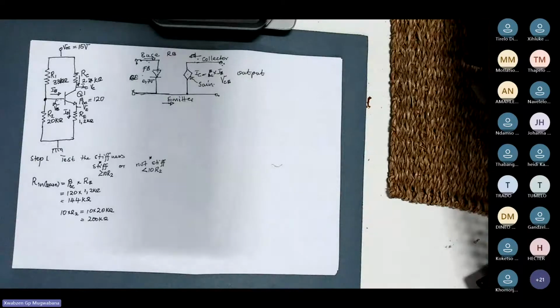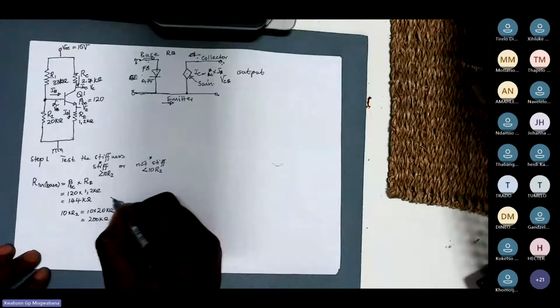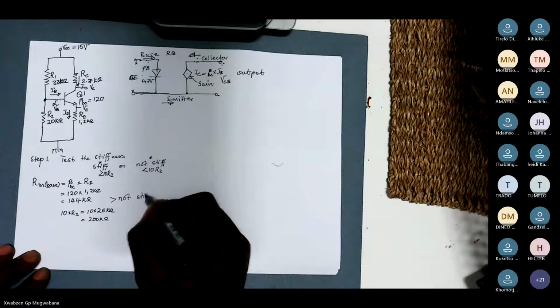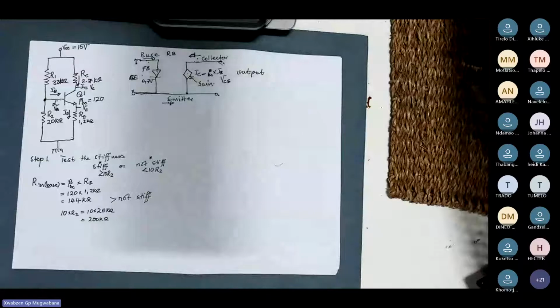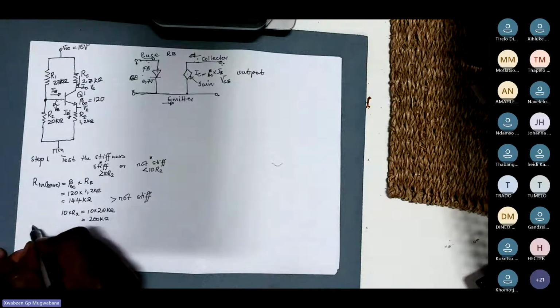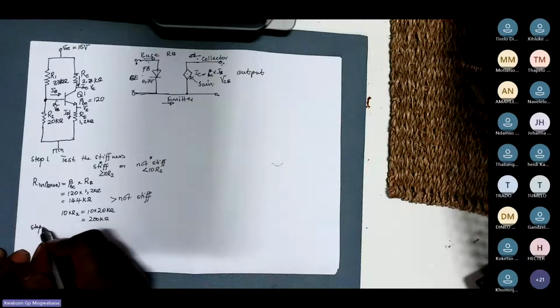Once we determine that the transistor is not stiff, we have tested the stiffness of our transistor. Up to so far, are we together? Yes, sir. Good. Now, once we have these, we come to the next step, which is step 2.